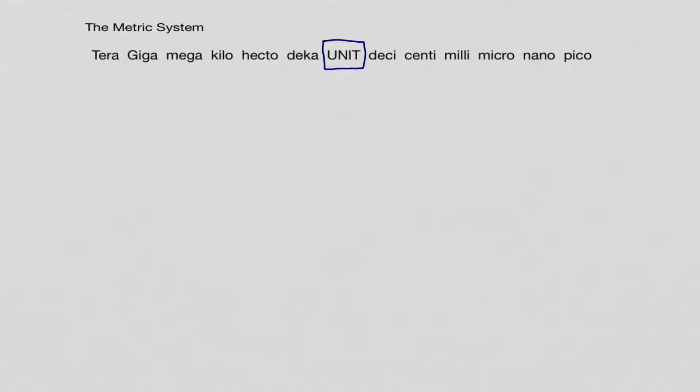The metric system. What we've listed here are the metric prefixes with the basic unit listed in the middle, bigger units going to the left, and smaller units going to the right. Right below each one of these prefixes, I'm going to write the letter that represents each one.